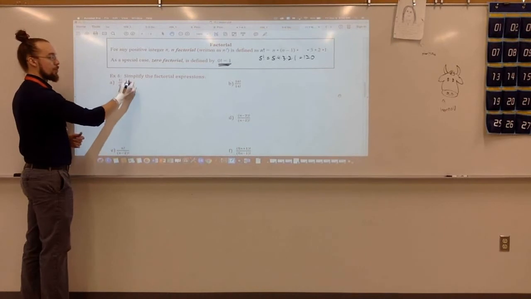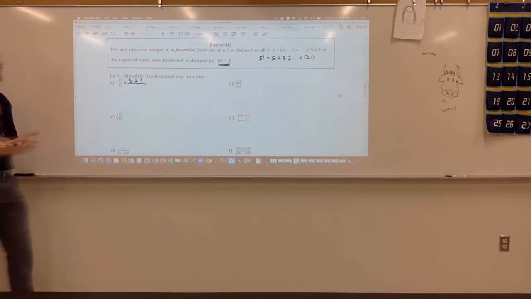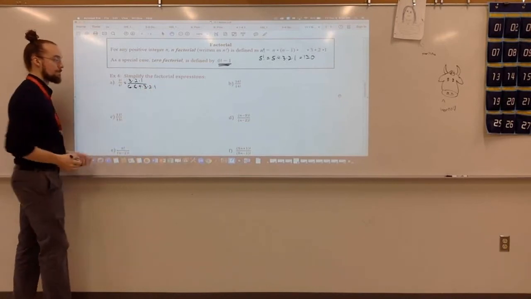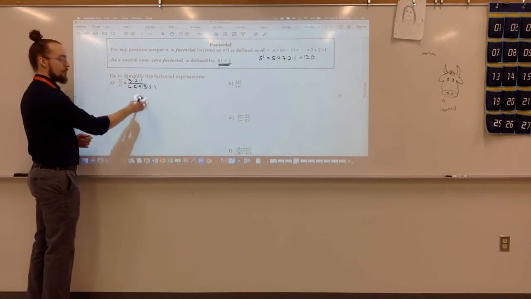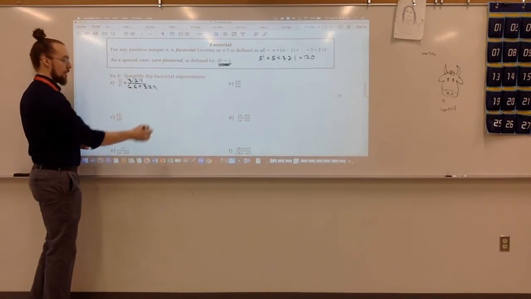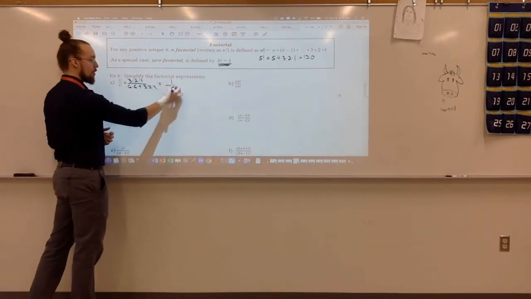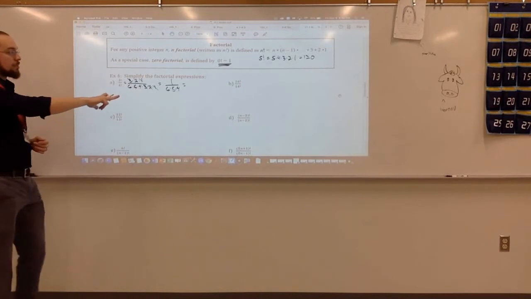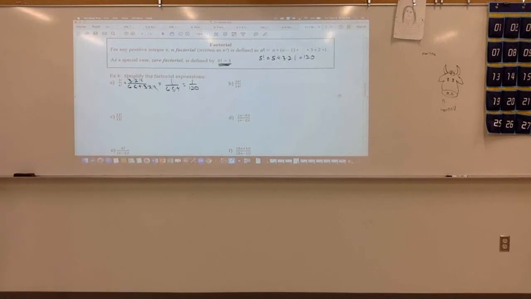So, 3 factorial, we know, would be 3 times 2 times 1. And 6 factorial would be 6 times 5 times 4 times 3 times 2 times 1. So what we can do in something like this, we can cancel out the 3's, cancel out the 2's, cancel out the 1's. And we would just be left with 1 over 6 times 5 times 4, which would be 30 times 4 is 120. We'd have to do it that way or just simplify it afterwards.